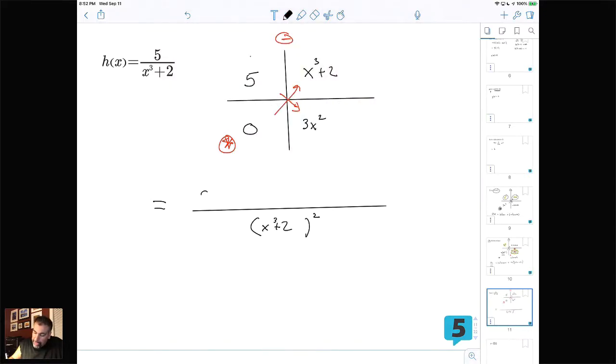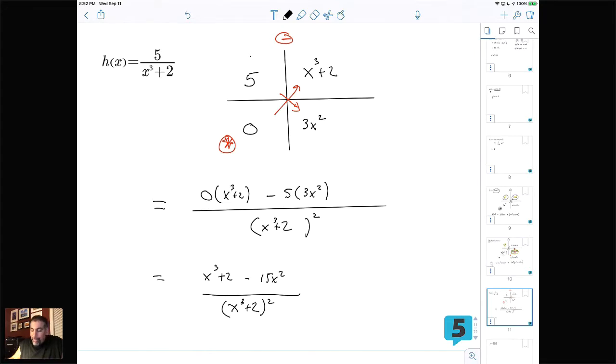So I'm going to get 0 times x cubed plus 2, and it's going to be minus 5 times 3x squared. Again, as far as derivatives go, this is the answer. This one, let's face it, I'd probably have to simplify a little bit. We get some easy simplifications there. I'd probably have them do the 0, x cubed plus 2 minus 15x squared, and then over x cubed plus 2 quantity squared. I'd probably be happy with that answer. Again, I'm just looking for the derivative process, but I wouldn't be happy until they took the derivative of the other side and did that notational one where we say this is equal to h prime of x.